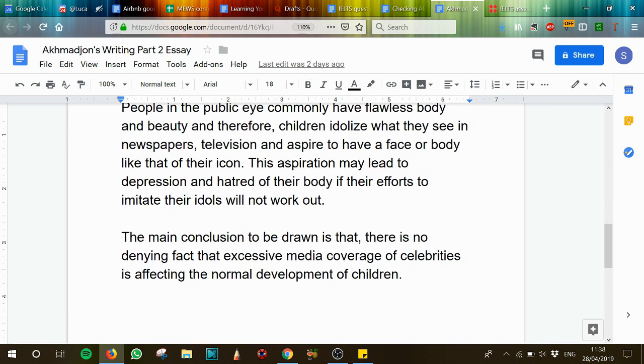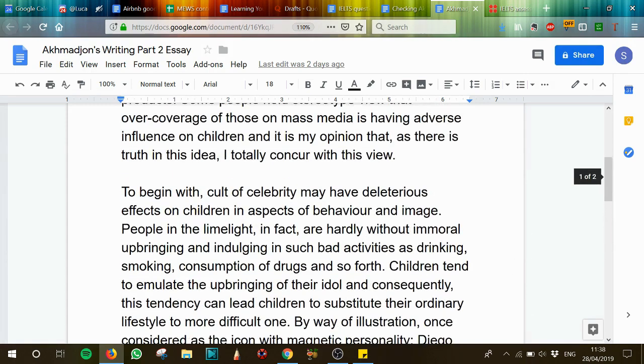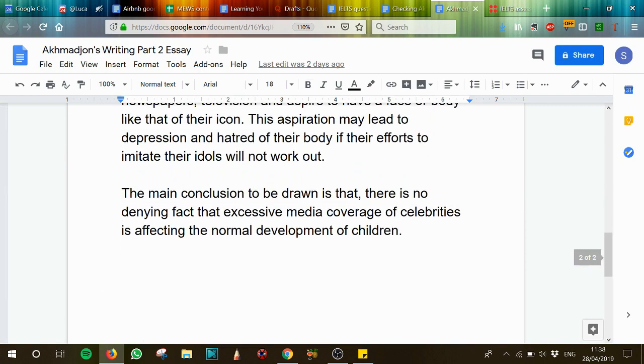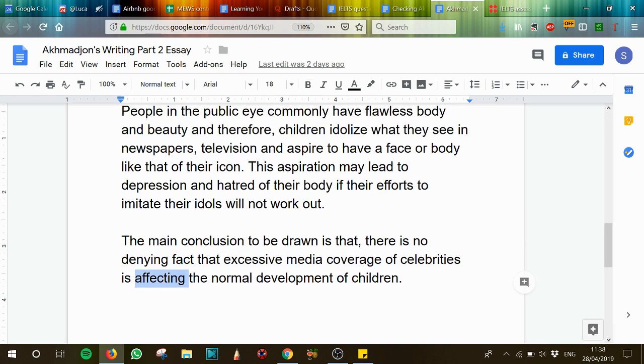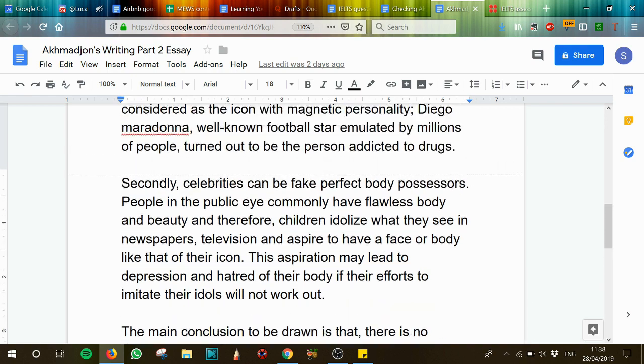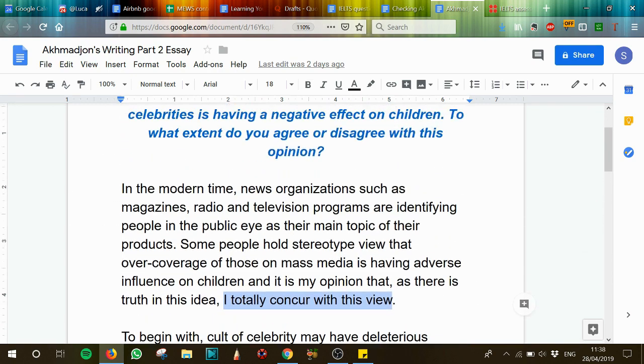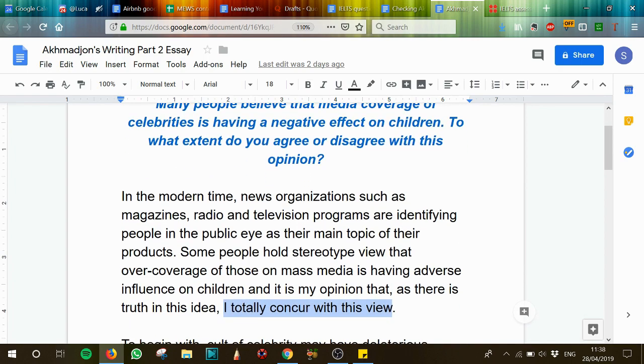And then at the end, we have the main conclusion, which I expect to be Akmajon's opinion, but is in fact excessive media coverage is affecting normal development of children. Now, affecting is a very neutral word. It just means there is an effect. It could be positive, it could be negative. But it's very clear that Akmajon thinks that the effect is negative.